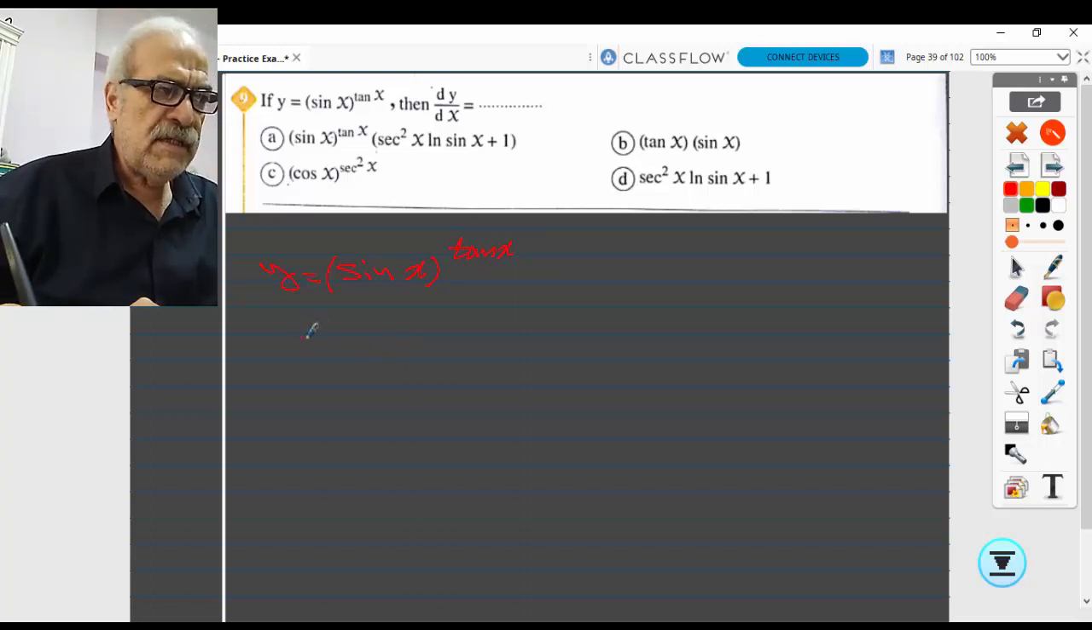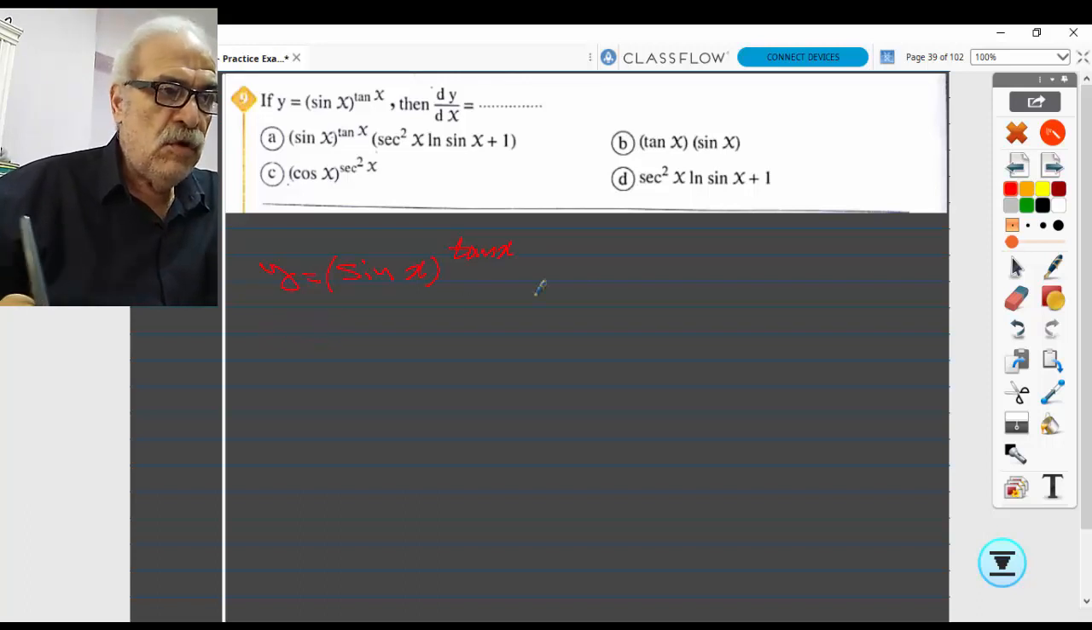So dy/dx equals... to make the first derivative here, we must take the natural logarithm to both sides. So we will get ln y equals ln (sine x) power tan x.